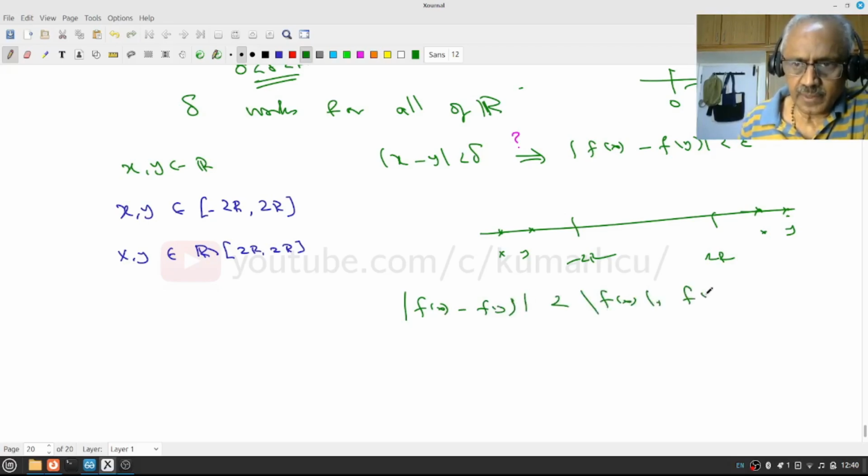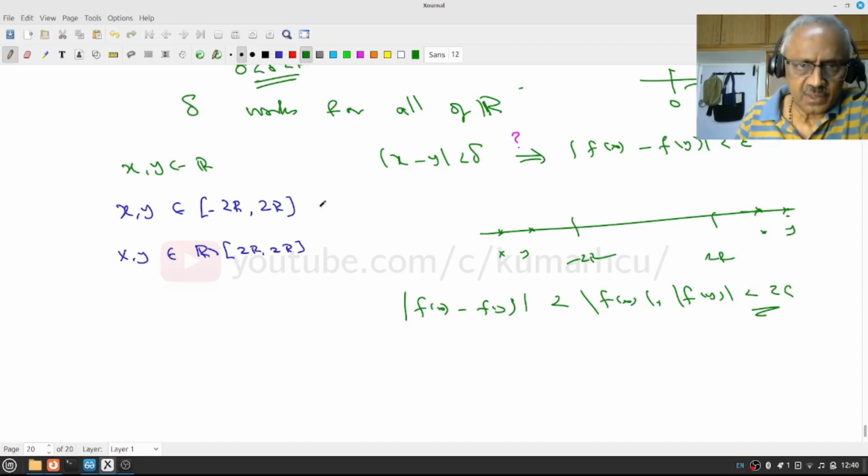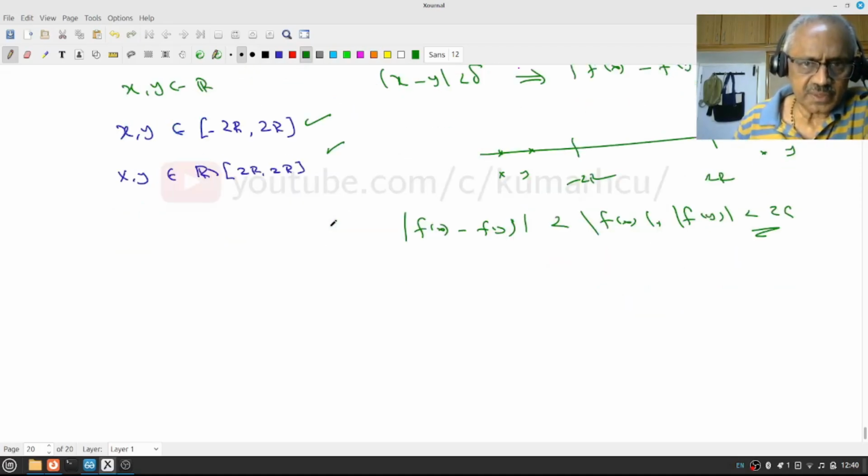But if this is the case, then |f(x) − f(y)| ≤ |f(x)| + |f(y)|, which is less than 2ε. So I could have chosen ε by 2, make sure. Okay, so this case is okay, this case is okay. Then what is left out? The left out thing is one.